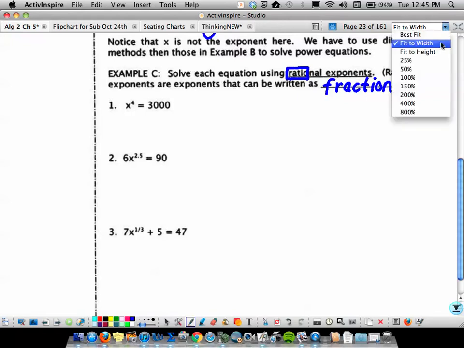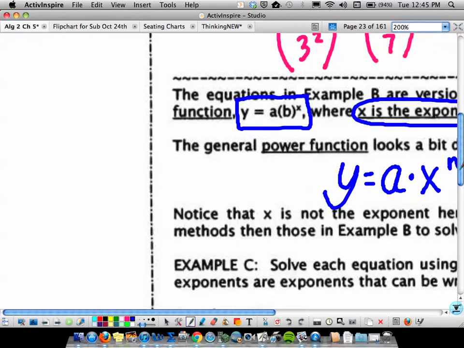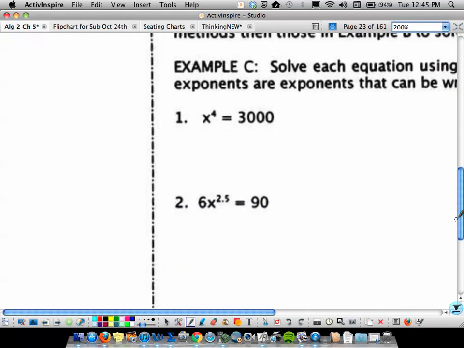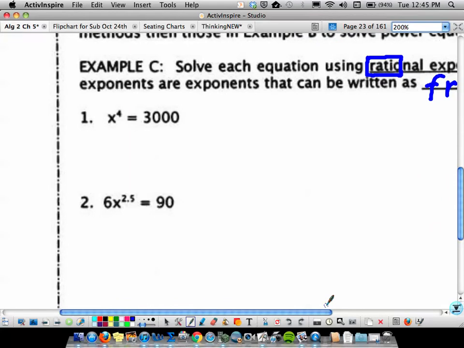If we look at number 1, we have a power equation. It's a power equation because we have a power, an exponent. The 4 is the exponent. We wouldn't call this exponential because the x isn't up in the exponent, the x is serving as the base. So we call this a power equation. What we have to do is get x by itself, and the way we're going to do that is to get rid of the power of 4.